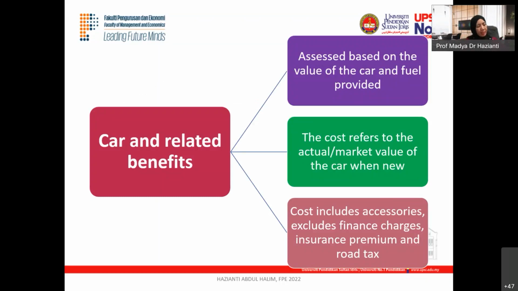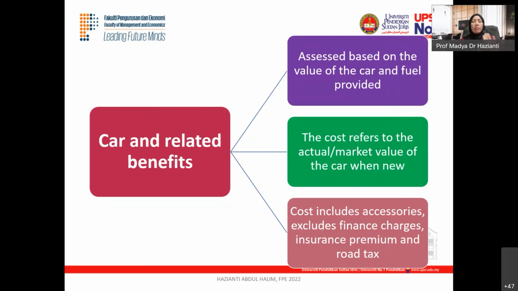Next is car and related benefit. Okay, yang ni complicated sikit sebab ada table yang kita ingat. Untuk car and related benefits, if let's say this taxpayer receive a company car, company bagi dia kereta untuk pakai, that car is also taxable. Okay, how do we assess? It is based on the value of the car, which means the more expensive the car that you get, the higher the tax will be.